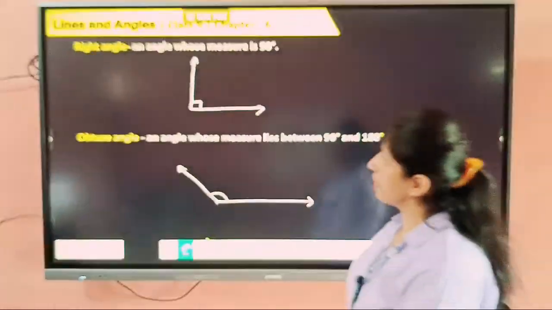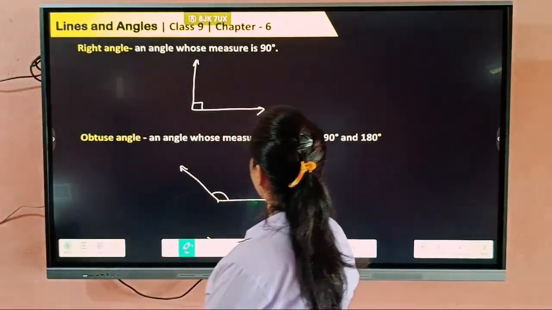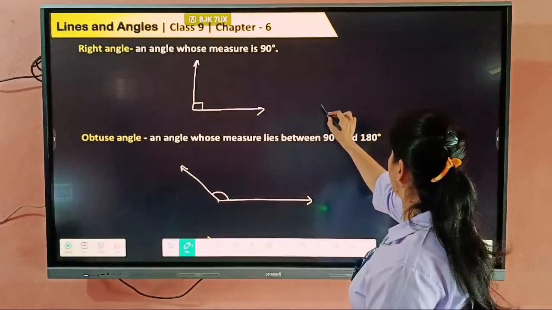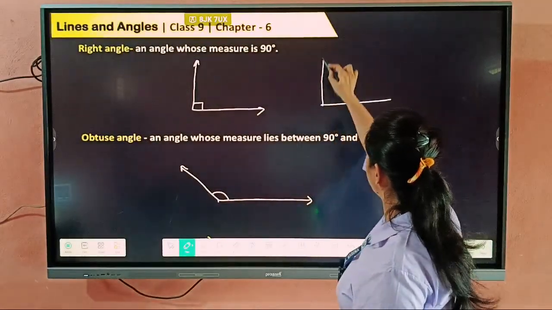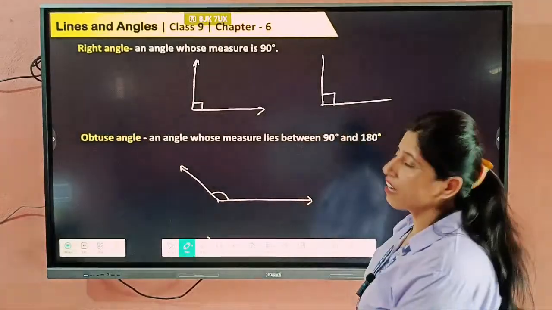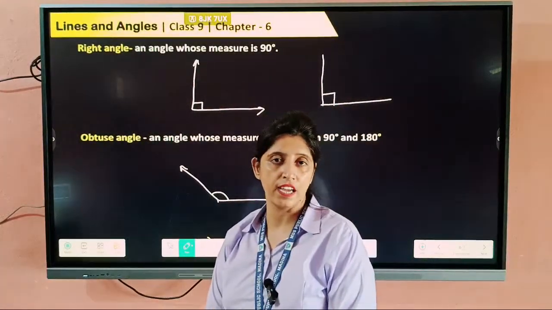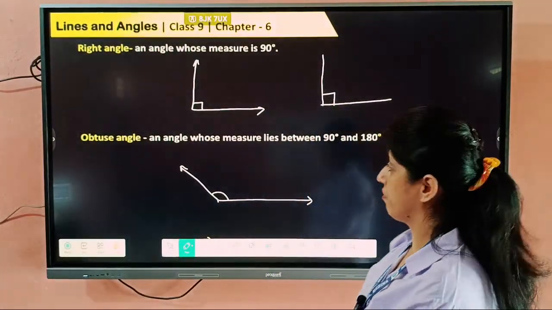Next one is the right angle. What is a right angle? The angle whose measure is 90 degrees. When we make a 90 degree angle, that is a right angle. A 90 degree angle is called the right angle.